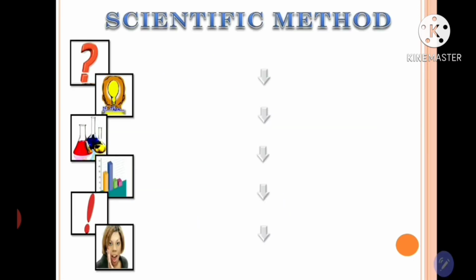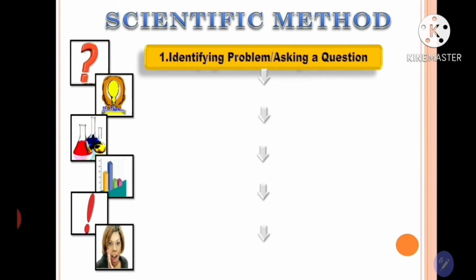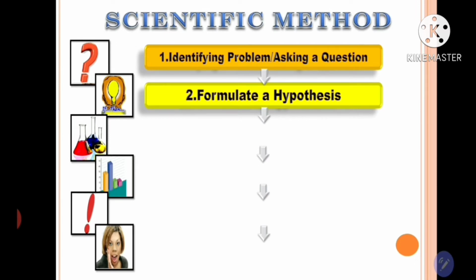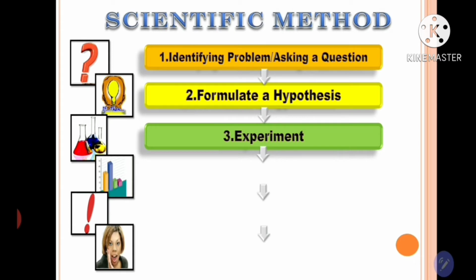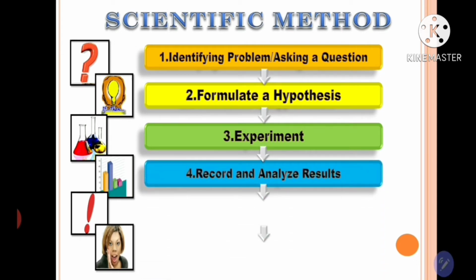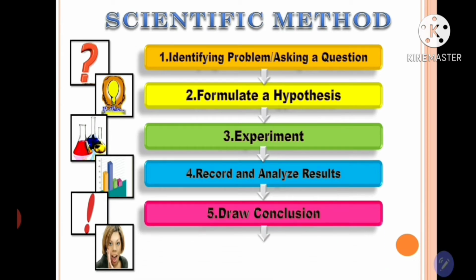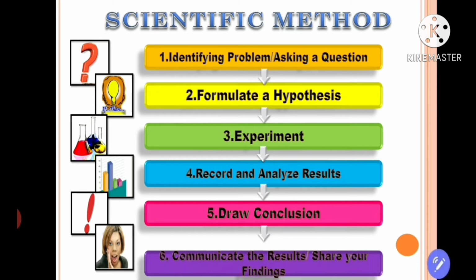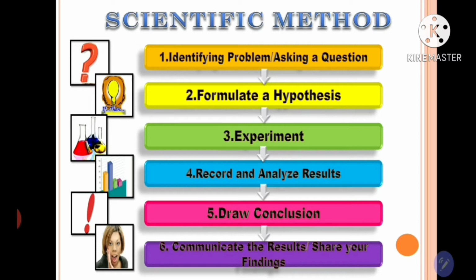Okay, so let's apply the trick that I taught you a while ago. The first step is to ask a question. We have to identify the problem. That is the beginning of scientific method. Second, you have to formulate a hypothesis. You need to predict the possible answer to your problem. And you have to perform an experiment. You need to test your hypothesis. Then you have to record and analyze your result, and draw a conclusion out of that result. And lastly, you need to communicate the result and share your findings. So these are the different steps in scientific method.